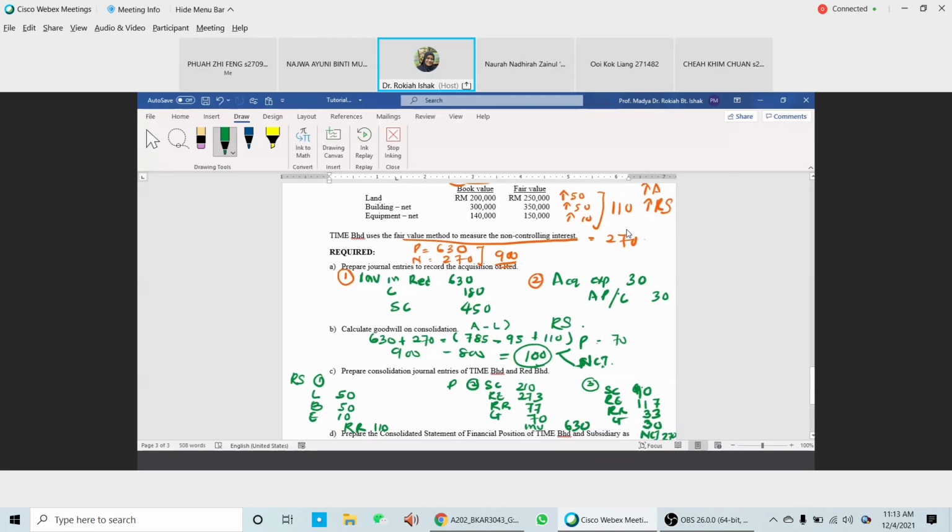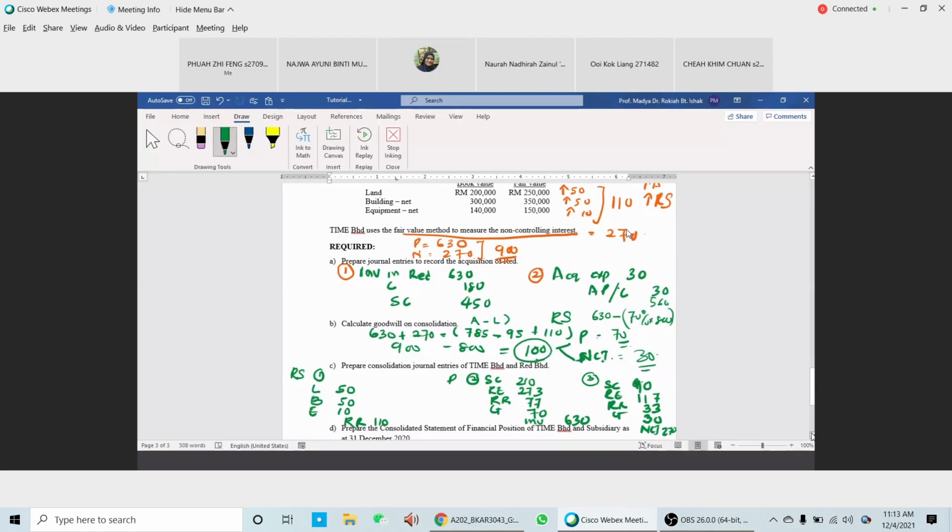Done with this one. You calculate this one at 70%, or you can calculate it for the parent: 630 minus the parent portion, which is 70% times 800, so 560. So at the end you're going to have 70 here. 70 for the parent means that the other 30 goes to the NCI. So this is what you have.